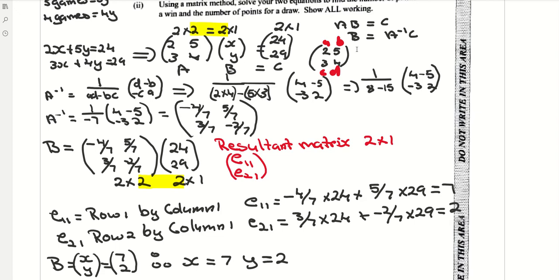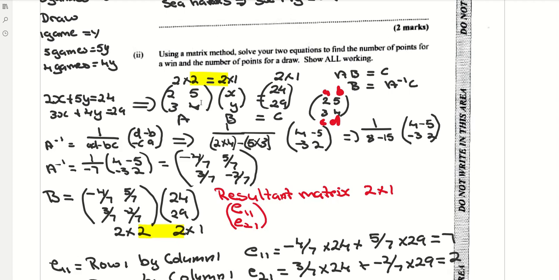So if I want to make B the subject, which is my unknowns, I have to carry across A. Now, in matrices, there's no such thing as division. So if we carry across A, it will be A inverse multiplied by C. So to find the inverse, this is the formula here.